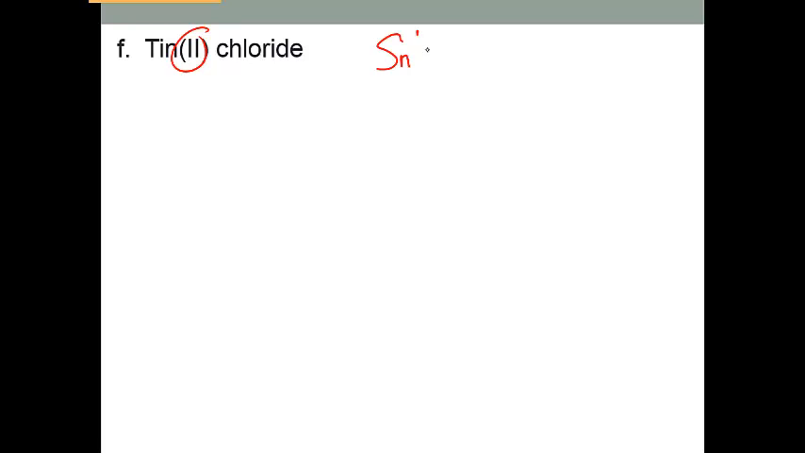Tin is going to have a +2 charge in this case. And then chloride comes from chlorine, which is a -1 charge. So this is what you're starting with. And then the rule still follows that we need to crisscross. Ones are understood. So we have SnCl2.